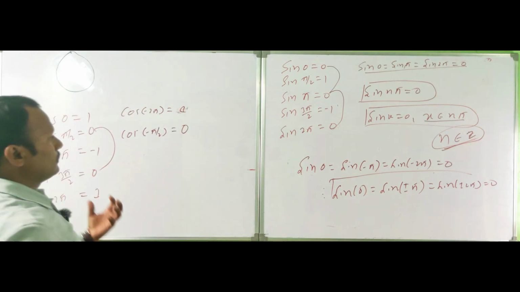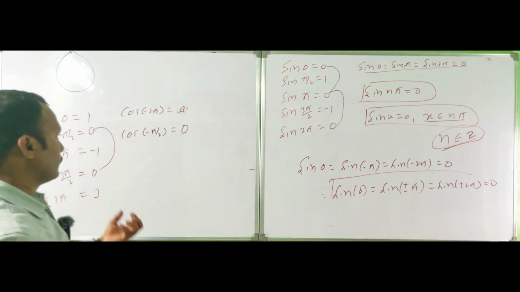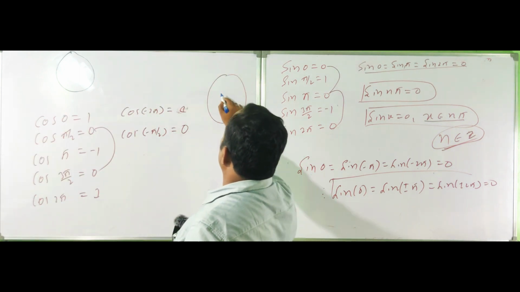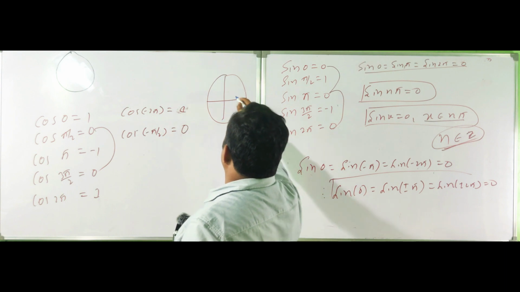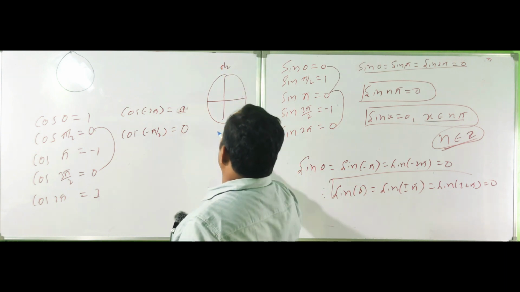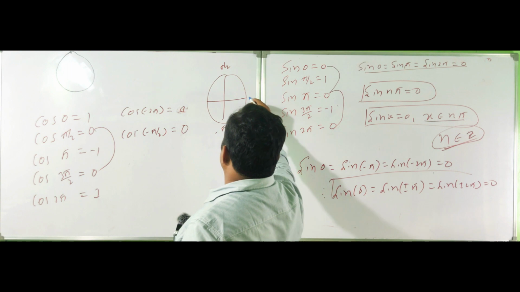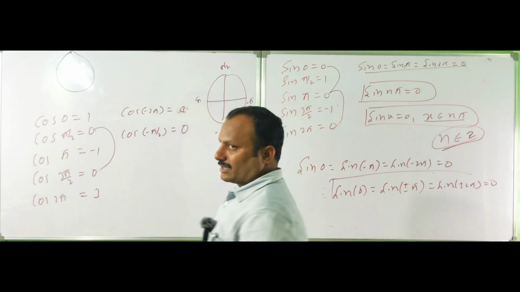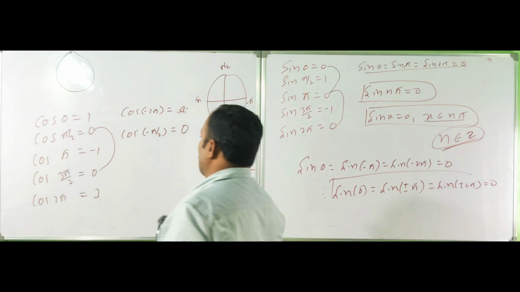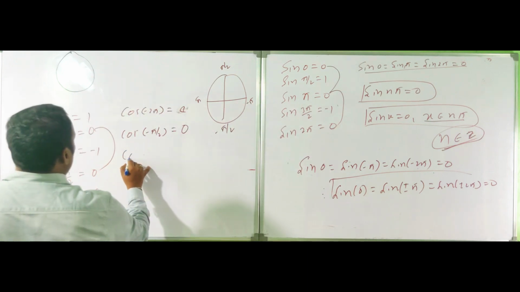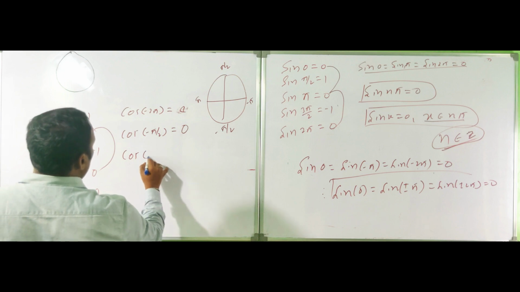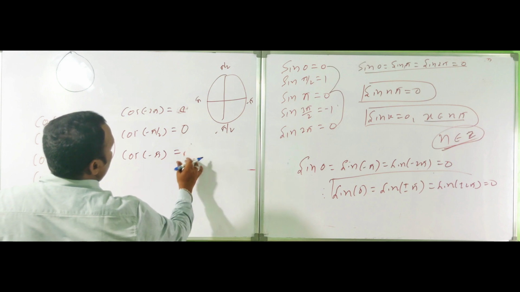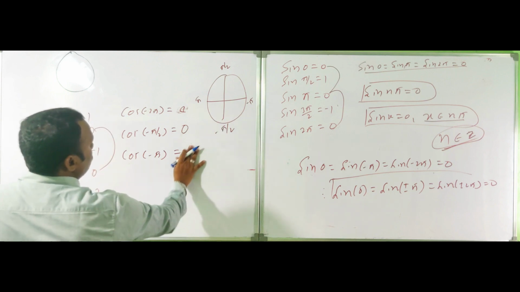Minus 2 pi means which one? Opposite, 3 pi by 2. This is pi by 2, this is minus pi by 2, this is pi, this is minus pi. Same circle, not different, just the opposite direction, that's why. Cos minus pi is equal to minus 1. Minus pi means this is 1.